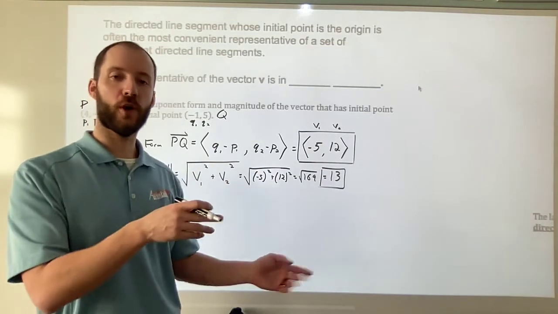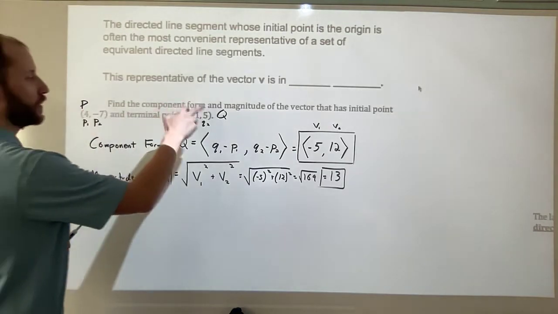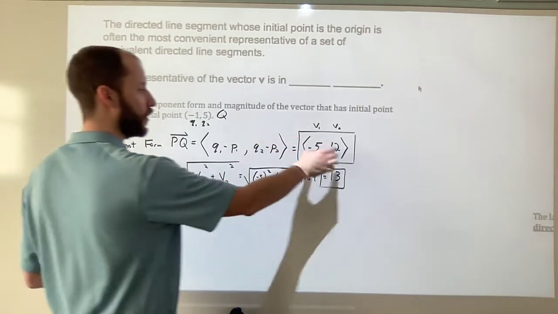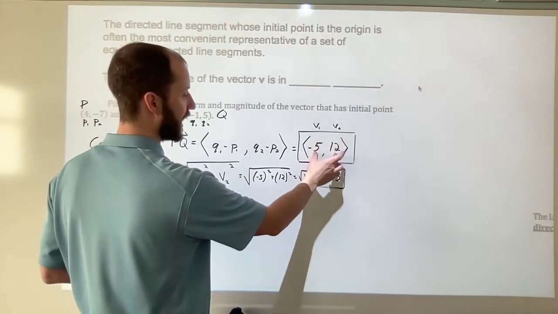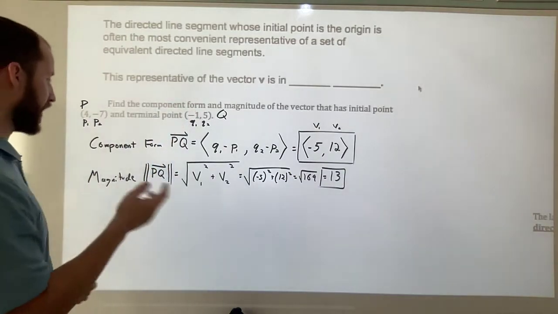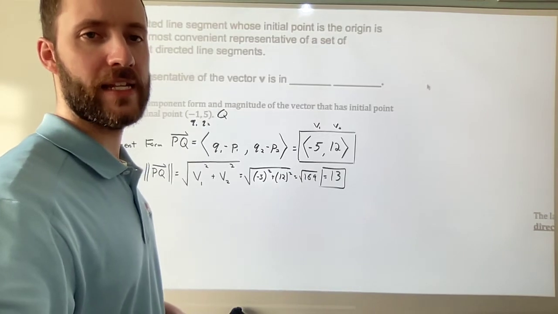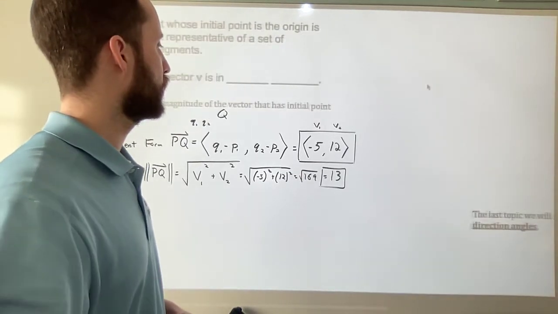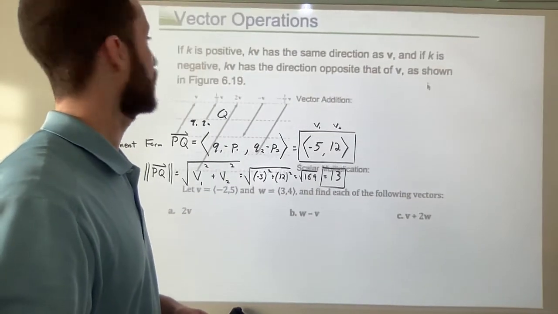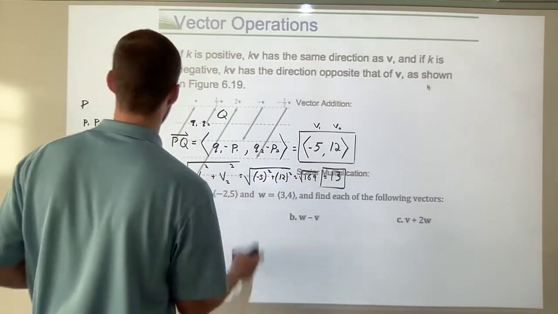So component form, magnitude: using your initial point and your terminal point to get it in standard form or component form, and then you can use that, or you can use your initial data, to find magnitude. So that's kind of the first thing, or first or second thing. There's a lot in this section to look at. So vector operations.